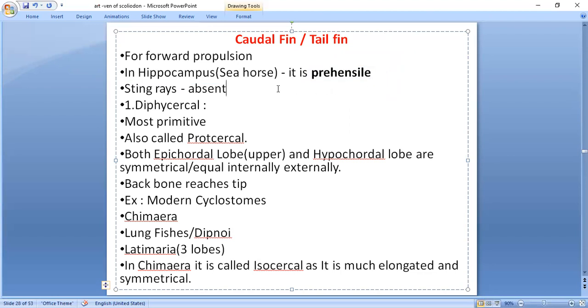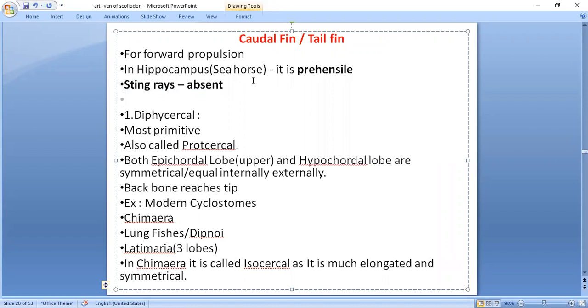Then stingrays, they do not contain the tail fin. Okay, in stingrays the tail fin is completely absent. So basically, the caudal fin is of three types.